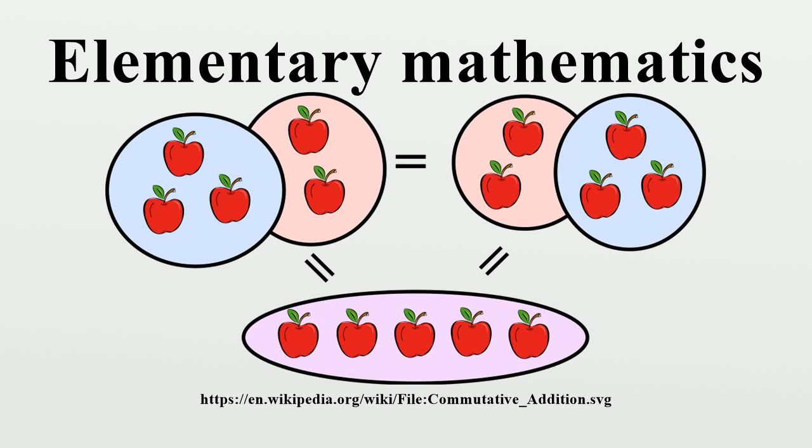Basic two-dimensional geometry. Two-dimensional geometry is a branch of mathematics concerned with questions of shape, size, and relative position of two-dimensional figures. Basic topics in elementary mathematics include polygons, circles, perimeter and area.